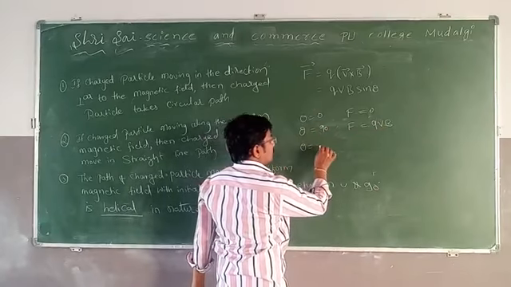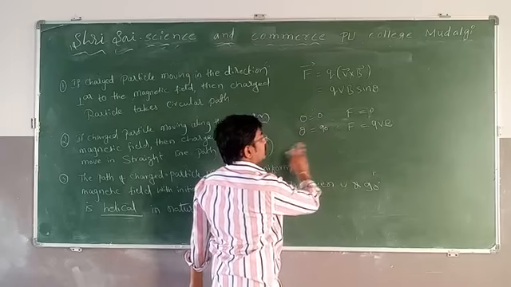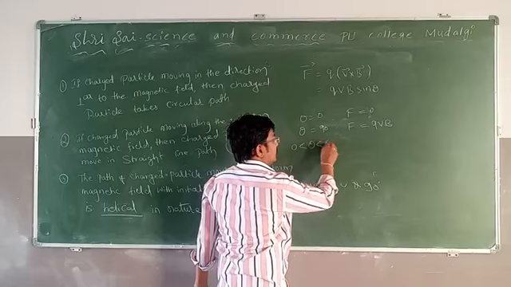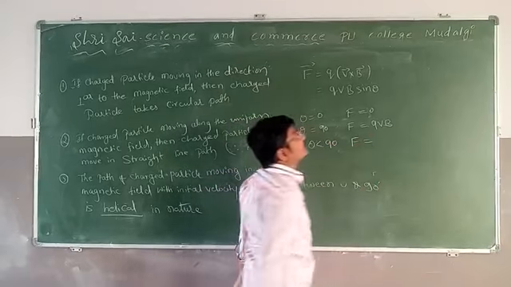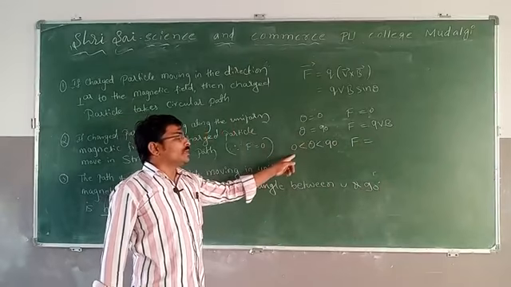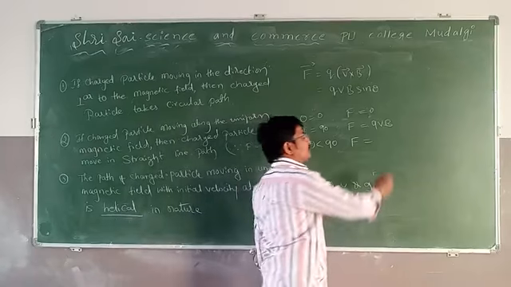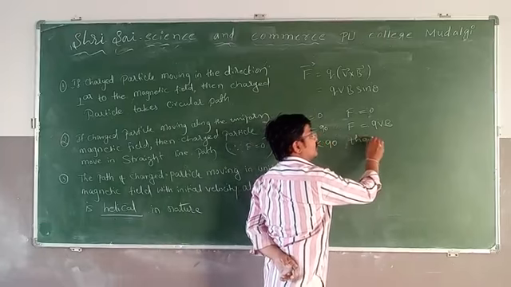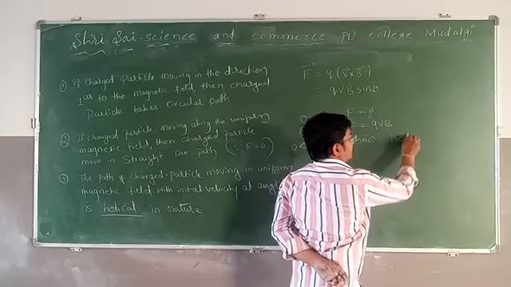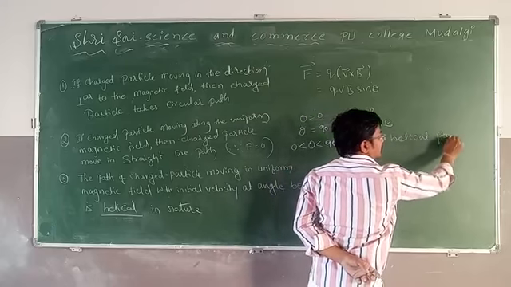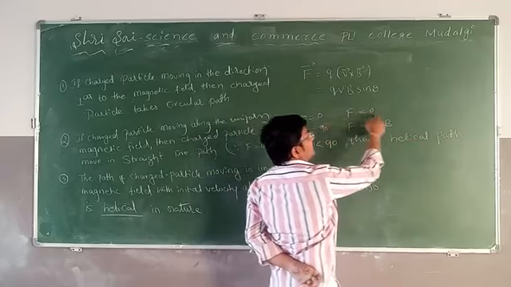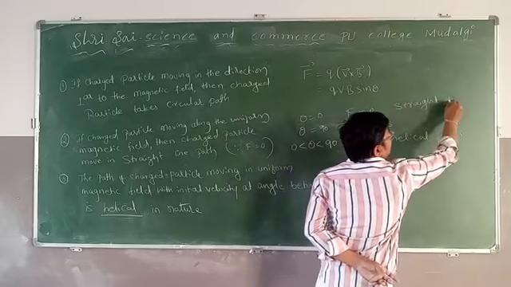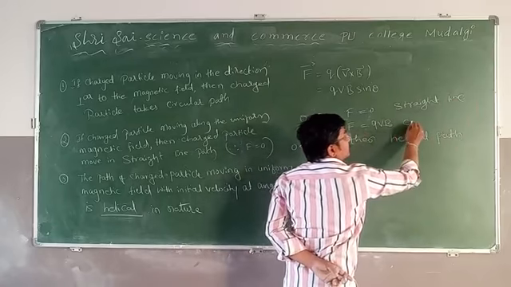If theta is in between, if theta is greater than 0 degrees and less than 90 degrees, then the path is helical. Means if theta equals 0, F is 0 and the path is a straight line. And for 90 degrees, the circular path.